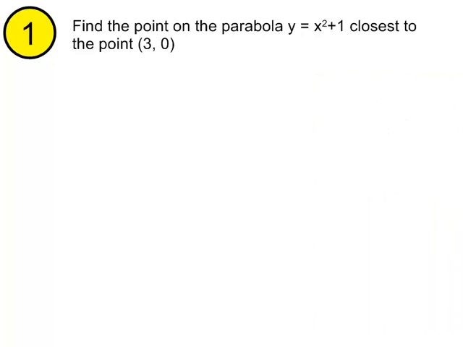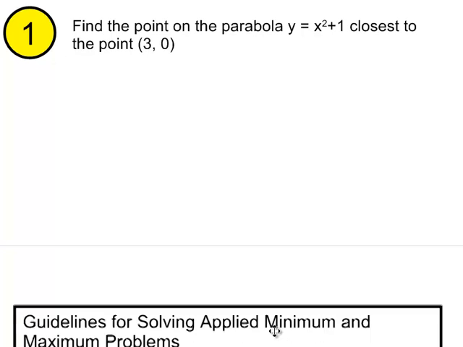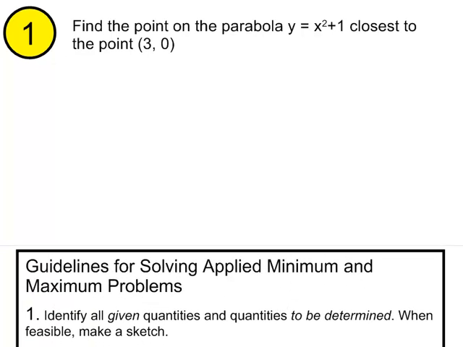So apparently we want to find the point on this parabola, y equals x squared plus 1, that is closest in distance to the point with coordinates 3, 0. And step number 1 in the process tells us to identify given quantities, quantities to be determined, and to make a sketch when feasible, and we definitely want to do that here.